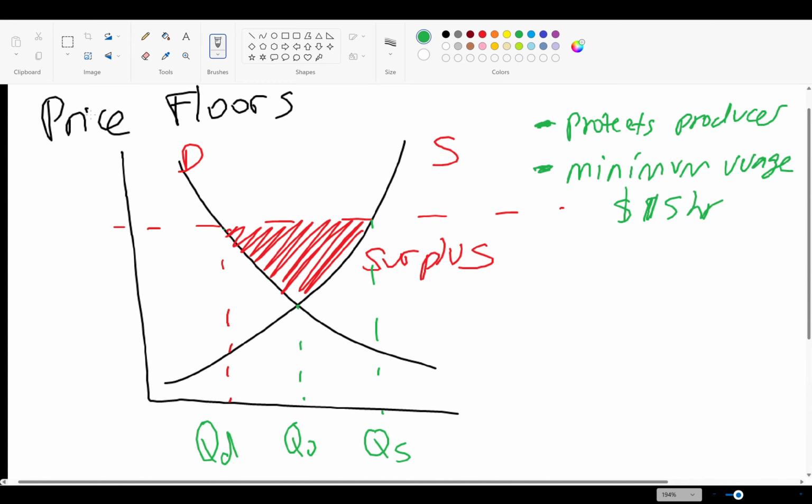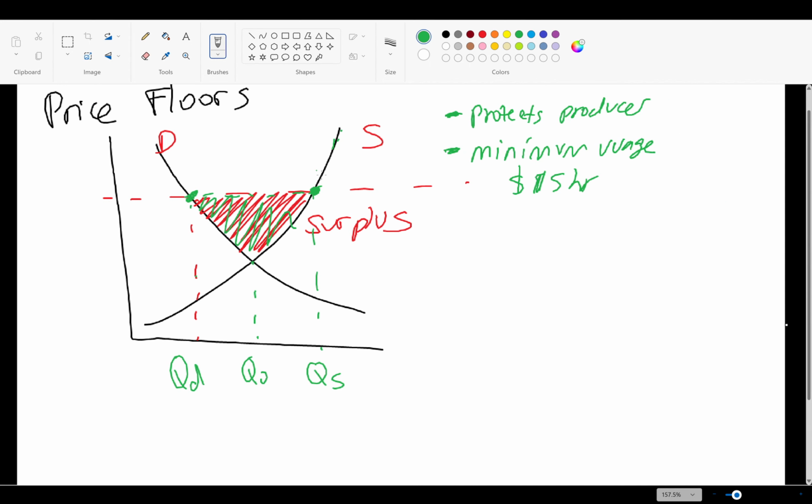So let me explain this a bit. The demand is not that high because the good is expensive. There's a floor for the price. But since the good is expensive, suppliers can make a lot of money, so they want to produce more. But there's not a lot of demand for it. So that's why there's a surplus.